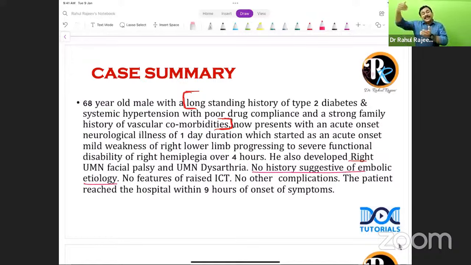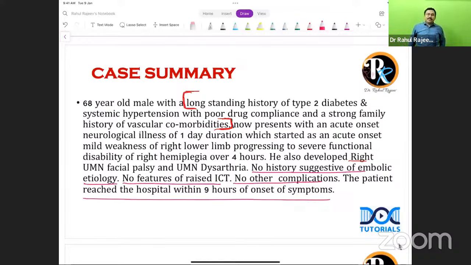When I teach you the examination, I will teach you another summary which will combine the examination. Remember, this is a case summary based on history alone. Based on examination, you can include the points that I'll tell you in my next class, how you will combine both as the final case summary. Okay. So no history suggestive of embolic etiology, no history of raised intracranial tension, which is important negative history, no other complications. The patient reached the hospital within 9 hours of onset of symptoms.